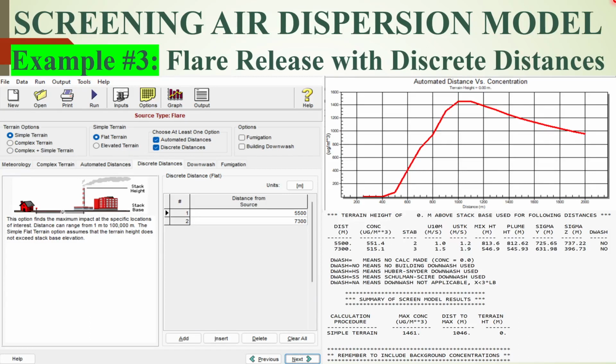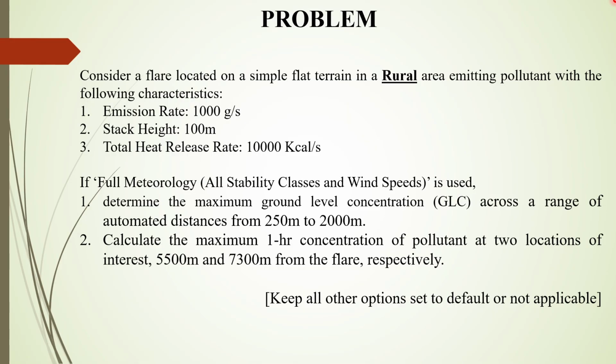In this video, we're going to solve an exercise of a pollutant emitting flare source in a rural area with the following characteristics. The emission rate is 1 kg per second, stack height is 100 meter, total heat release rate is 10,000 kilocalorie per second.